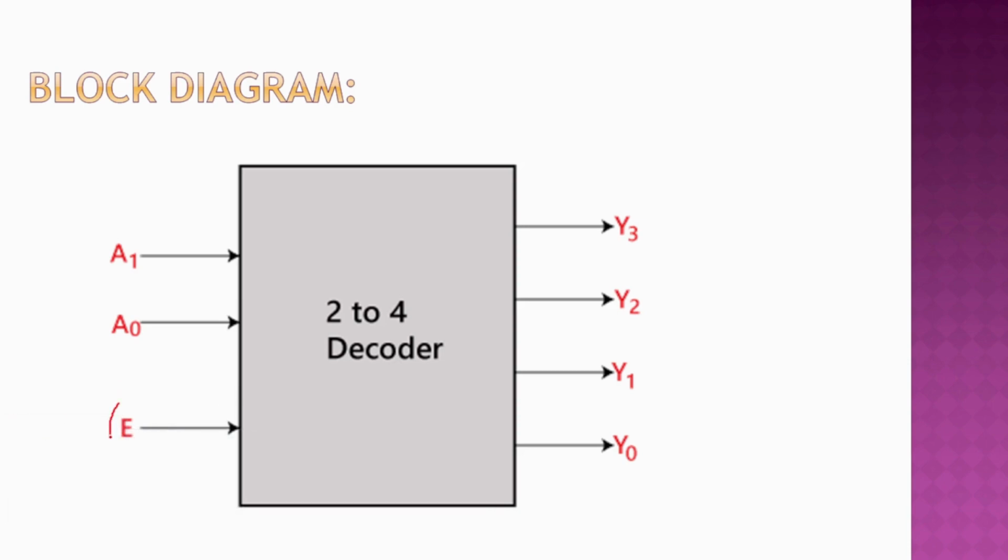You need to set this enable pin as 1 if you want any one of the outputs to be 1 in decoder. So this is the block diagram. It has 2 inputs, this is the enable pin, and 4 outputs.